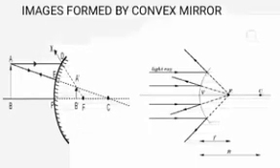So when the object is at infinity, the image is at focus. The size is diminished and the nature is virtual and erect.